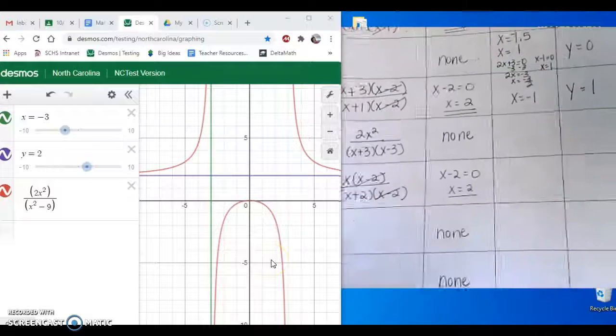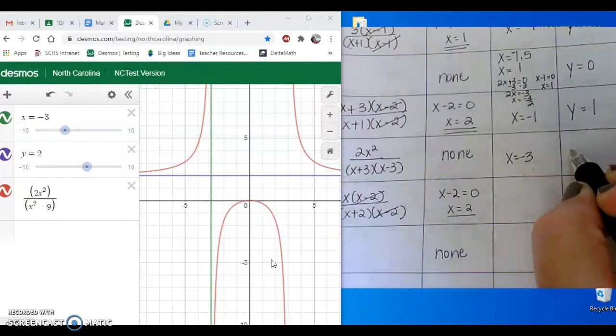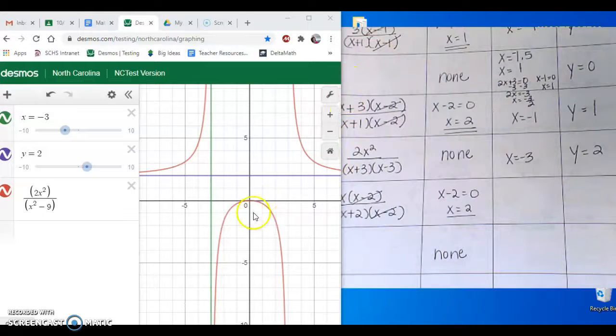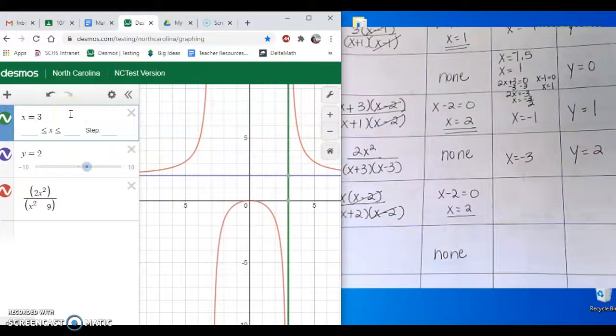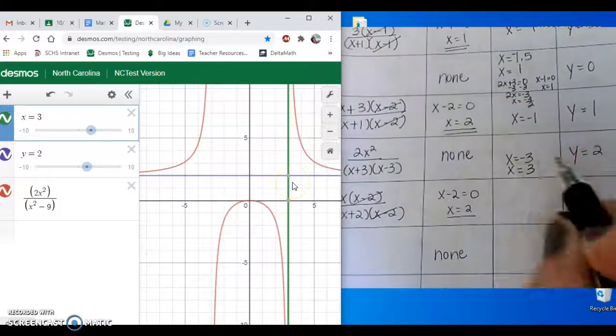Okay? So according to the graph, it looks like we've got a vertical asymptote at -3, at y equals 2, and then there's also another vertical asymptote over here. Looks like maybe at +3. So let's just check and see if that looks like it could be. Yeah, that looks like that could be, and so there looks like there's 2 vertical asymptotes on that one.